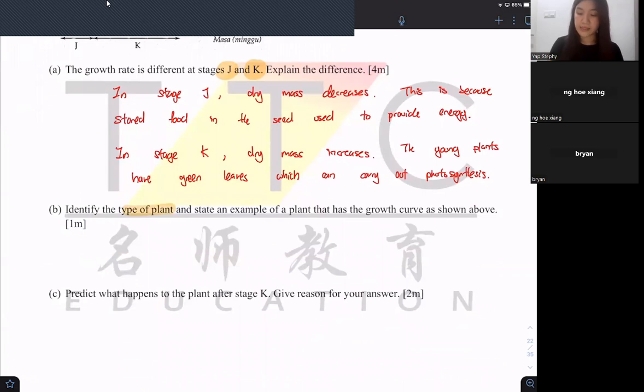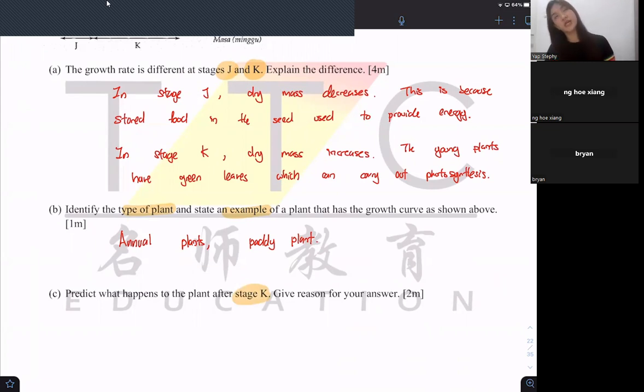Next, identify the type of plant and state an example of a plant that has the growth curve. Yeah, so the type of plant. This one only have one sigmoid curve, so compulsory is an annual plant. So for the example, paddy plant. Okay, predict what happened to the plant after the stage K. Give reason for your answer.